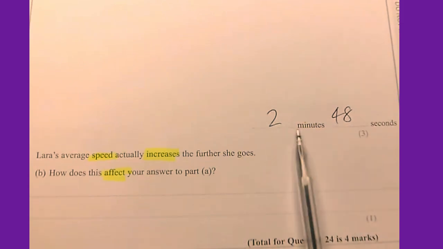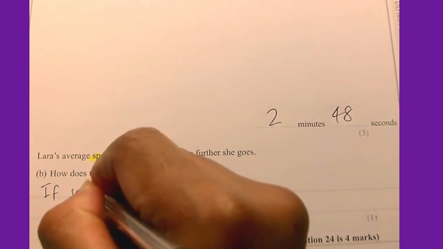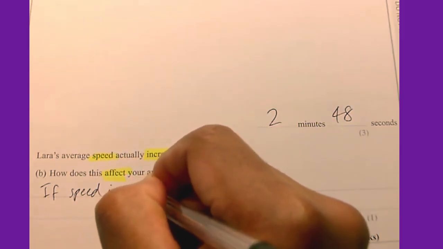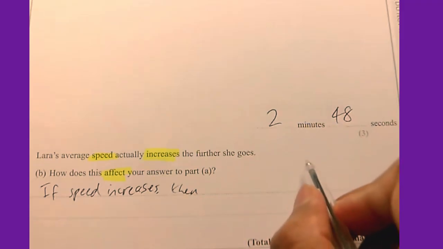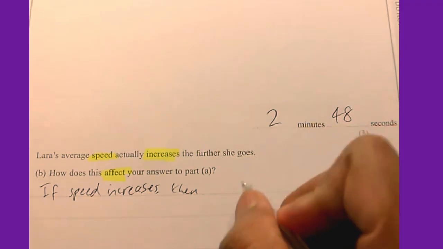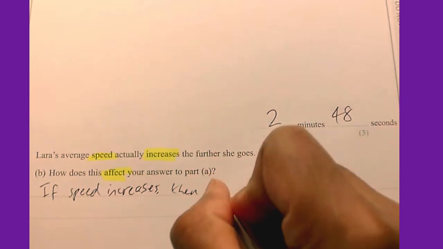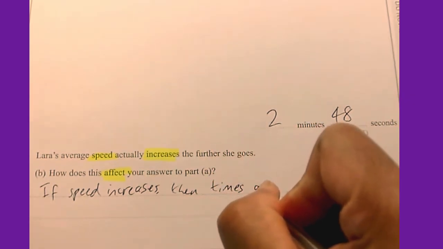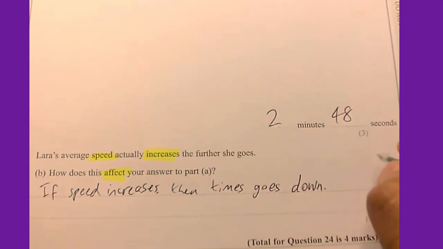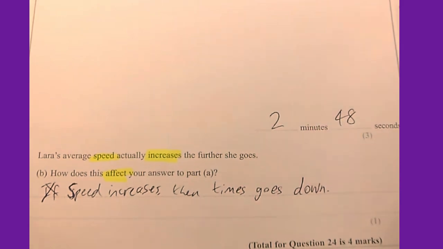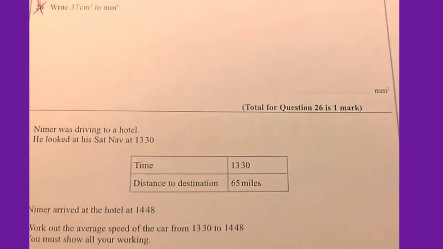So our answer is here, 2 minutes and 48 seconds. So if the speed increases, then I'm going faster. So if I'm going somewhere faster, it should take me less time. Then time goes down. Okay, in other words, I don't need to write much. If speed increases, then time goes down. That's it. That's enough. Okay, let's go to the next question.